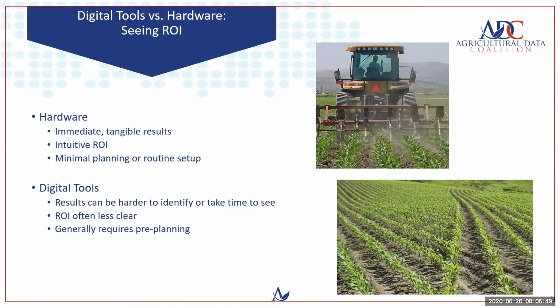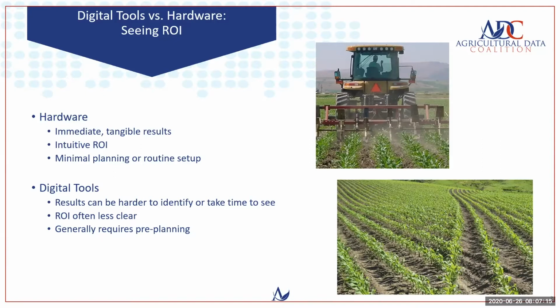Whereas with a lot of the digital tools, the results can be harder to identify, or it's going to take a little while before you see the results. And the ROI can be less clear as a result of that. If you had increased yield at the end of the season, was it because you did variable rate, or was it the weather, or was it a different seed variety you tried? It's a little bit harder to directly attribute why there was an increase, if there was.